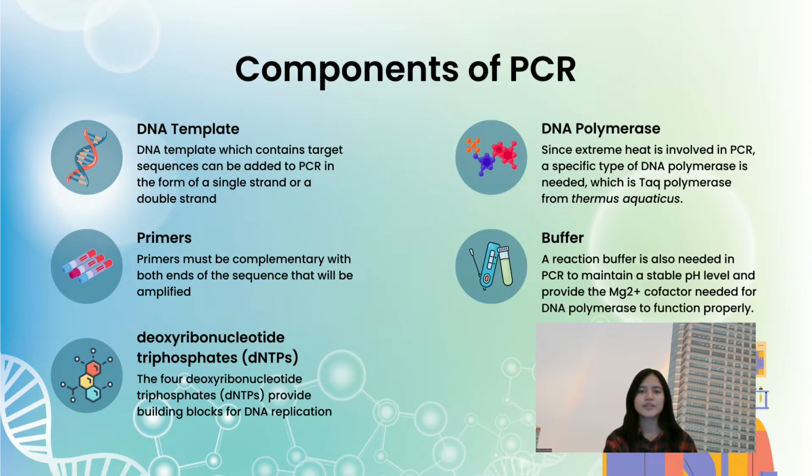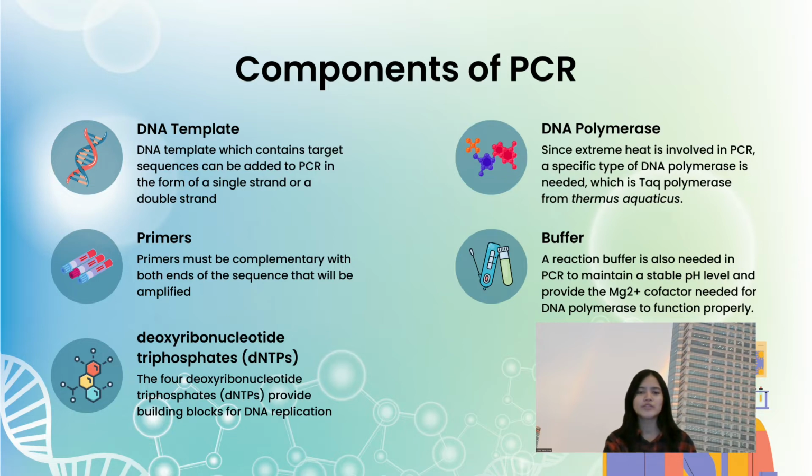Here I will explain about the components needed for PCR. The first one is the DNA template. The DNA template will be used as a sample in amplification of a DNA sequence by PCR. The DNA template, which contains target sequences, can be added to PCR in the form of a single strand or a double strand. The second one is primers, which are single-stranded DNAs that are usually around 10 to 30 nucleotides in length and must be complementary with both ends of the sequence that will be amplified.